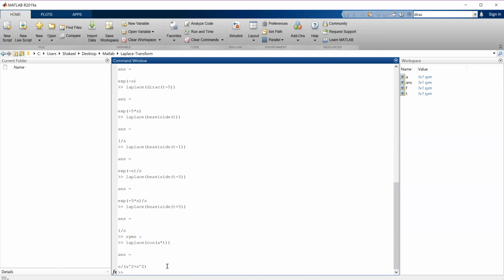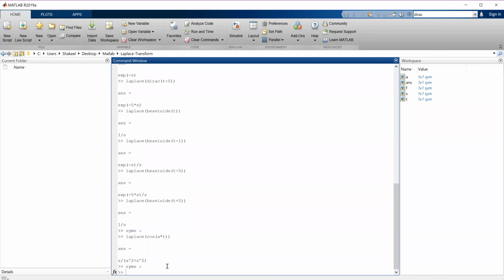Now, if we have to determine the inverse Laplace transform of a function, for example, if I say syms s, I'm saying s is used as a symbolic variable. Now if I want to determine the inverse Laplace transform, the function is ilaplace. ilaplace means simply inverse Laplace transform. Let me take this example that I solved just now, s divided by s square plus a square. So this is simply cos of at.